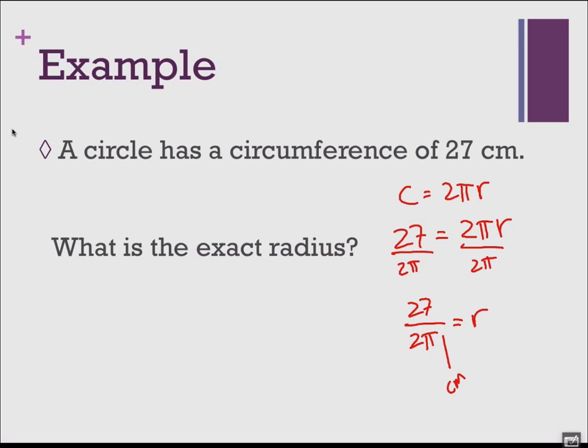Is the radius always smaller than the circumference? Yes. Can you prove that? How? That's real simple. You're taking the number and multiplying it by a positive number. It's got to be bigger. Okay, so 42 doesn't work.